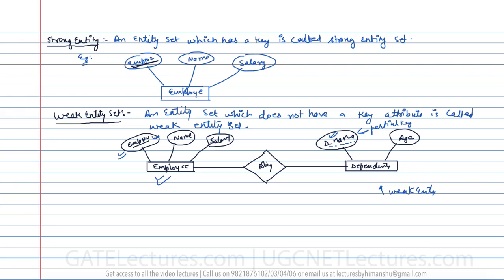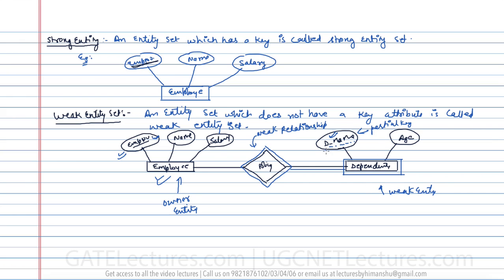And weak entities are generally denoted like this. And here this relationship is acting as an identifying relationship. That is why we are going to draw it like this. Okay. So here we have to identify, and this is acting as an owner entity. Owner entity. And this is a weak entity, right?